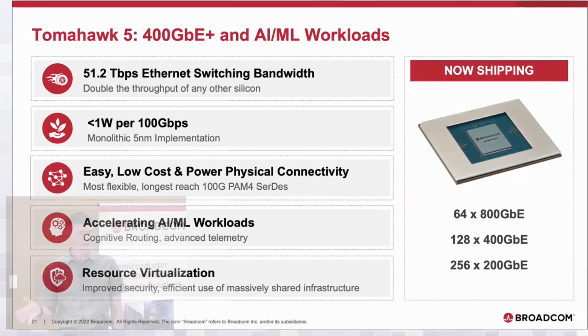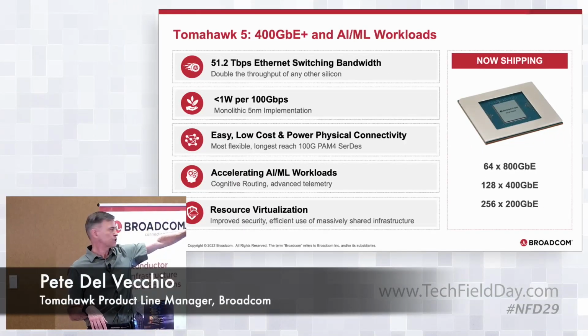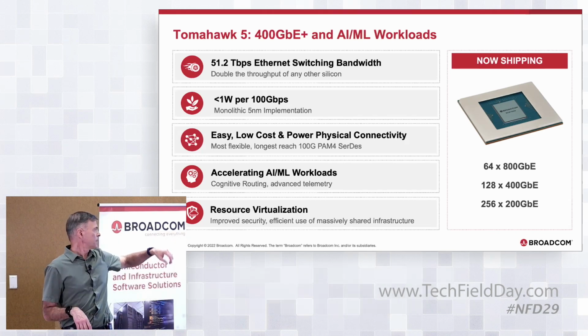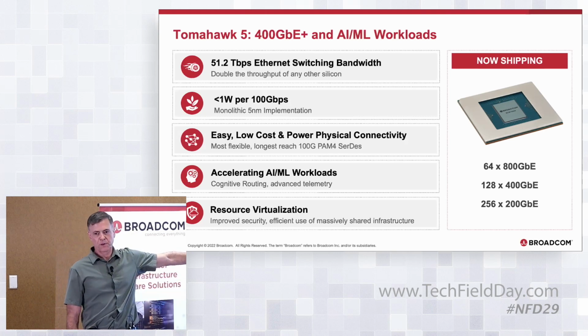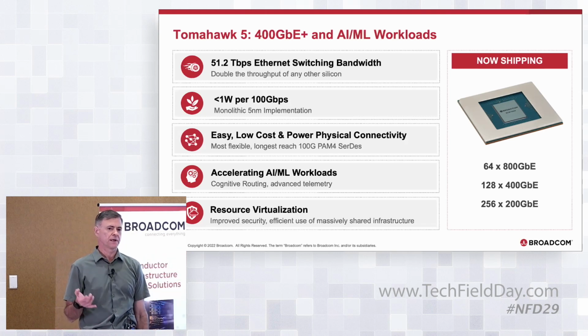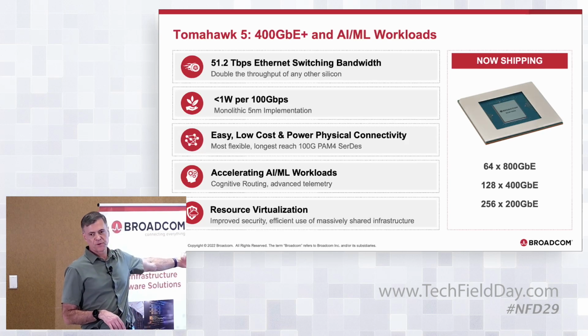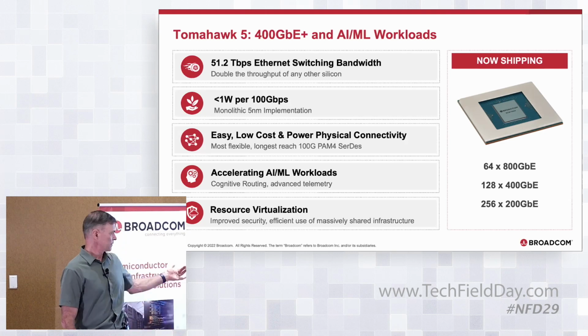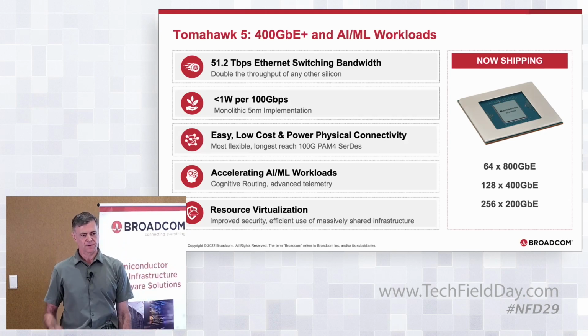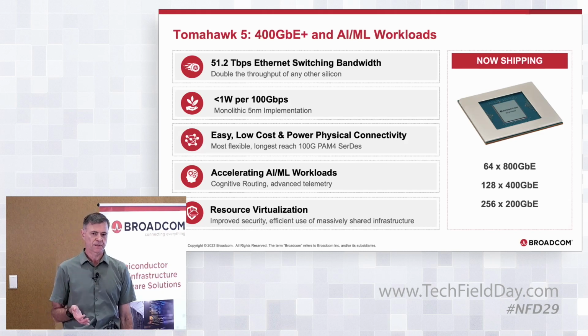Okay, so just to recap some of the high-level features: world's fastest switch chip, 51.2T, very low power, monolithic 5-nanometer implementation. Very flexible, low power, low cost physical connectivity. We have a very unique SerDes architecture that's specifically designed for networking applications. What we'll get into in this presentation is how we accelerate AI ML workloads. And as we discussed in the previous presentation, there are features on the chip such as single pass VXLAN routing and bridging you can use for both virtualization of standard compute and storage and, for now, AI ML.